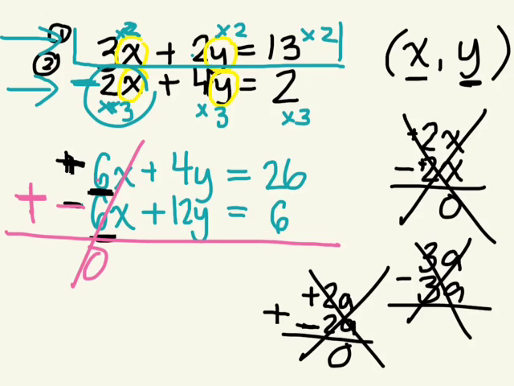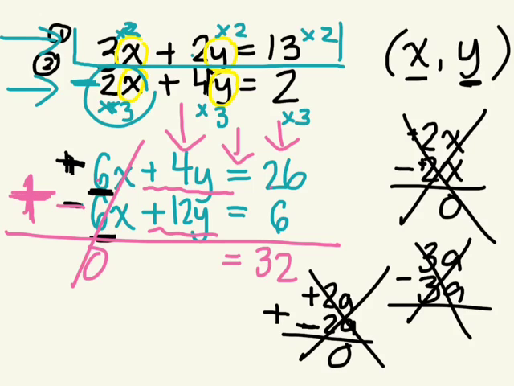Okay? So we're going to add everything. So you want to go in order. So we're going to do 26 plus 6, okay, is 32. I'm going to line up my equal sign. Then I'm going to do the next thing. We have positive 4y plus 12y is 16y. And I've eliminated this. 6x plus negative 6x is 0. So all I'm really left with now is this 16y equals 32.